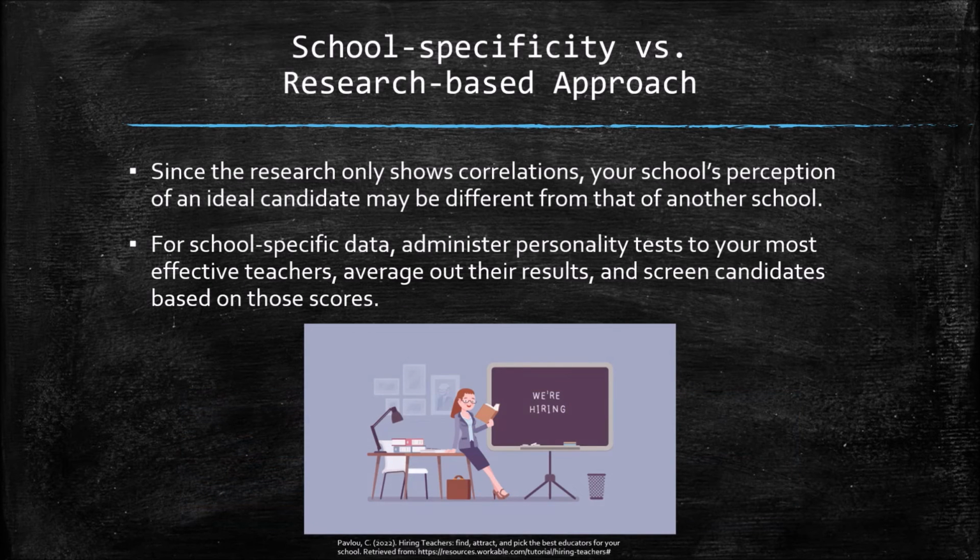So having said that, we'll get into the second last slide, I believe. School specificity versus research-based approach. Since the research only shows correlations, your school's perception of an ideal candidate may be different from that of another school. So we'll break down how to get school-specific data here.